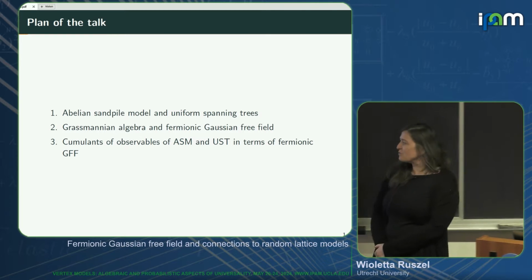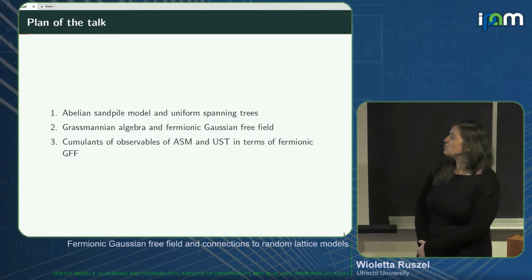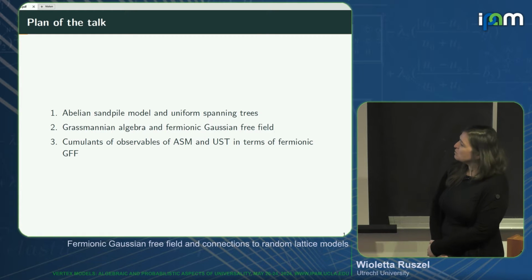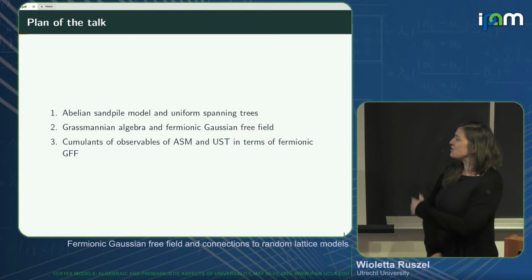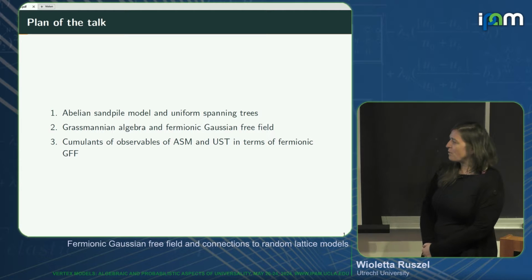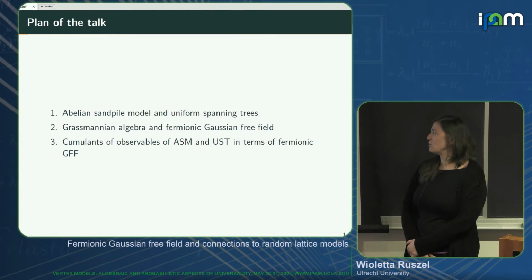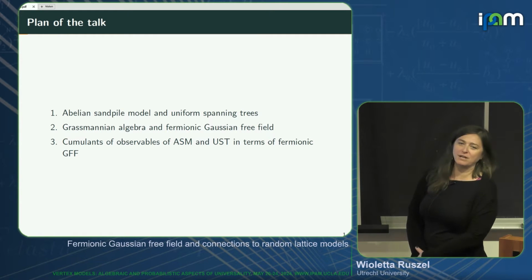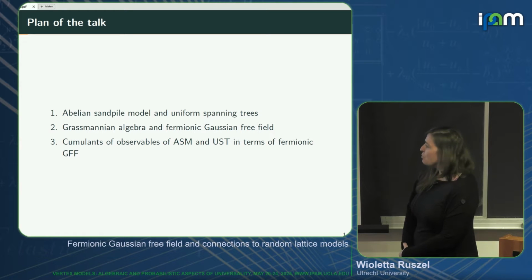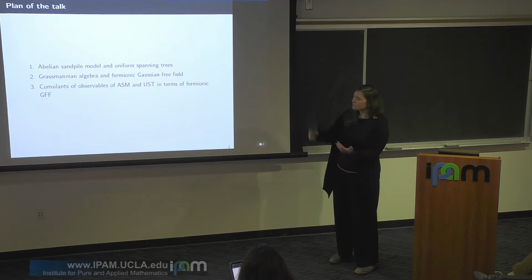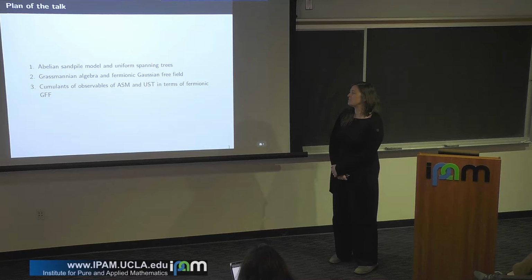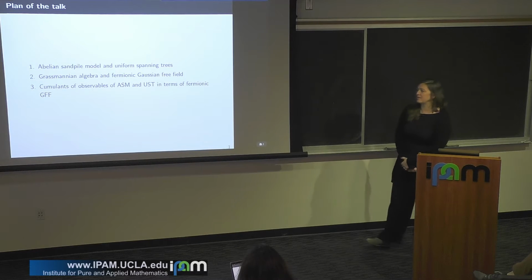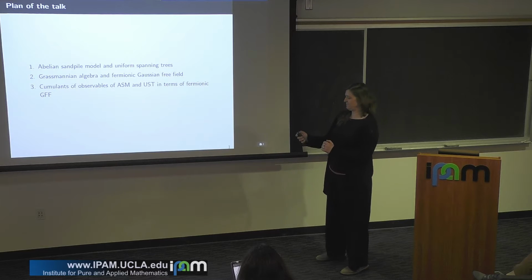Okay, so the plan of the talk for today is, first I would like to introduce the Abelian sandpile model. Maybe some of you never heard about that, so it's nice to have a very light introduction and the connection to uniform spanning trees. Then in the second part, I would like to tell you something different, namely Grassmannian algebras, and define for you what I mean by Fermionic Gaussian free field. And in the third part, I would like to combine those things and show you how some cumulants of observables from the two first models can be expressed in terms of this Fermionic Gaussian free fields business.